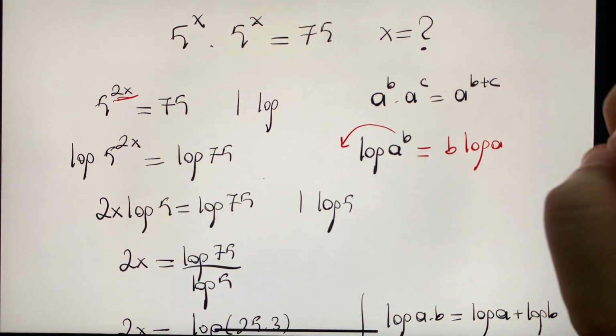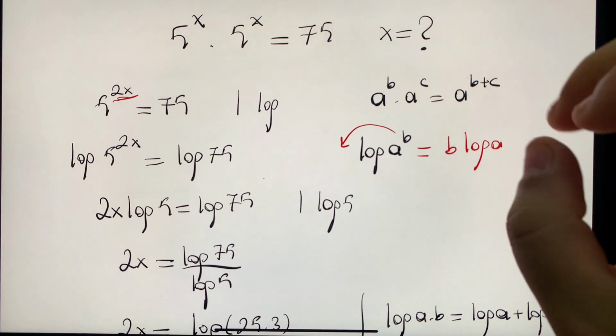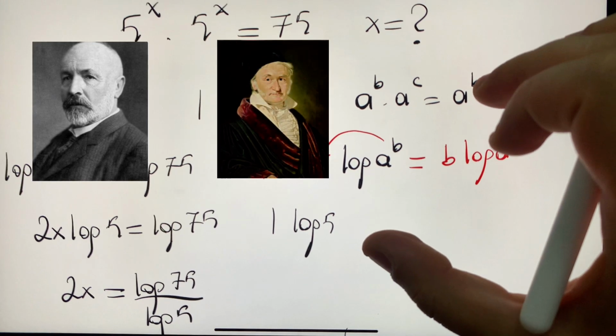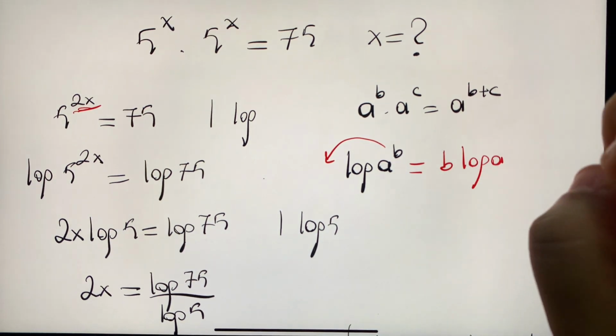If there was a time machine, would you like to meet Gauss or Cantor? Please don't forget to write it in the comments.